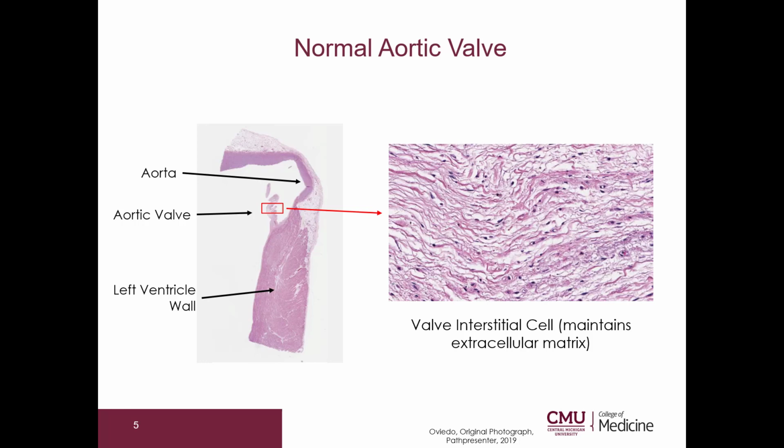Here's a microscopic photograph of the valve. You can see it has valve interstitial cells which maintain the extracellular matrix. I've circled the nucleus of one valve interstitial cell right here.